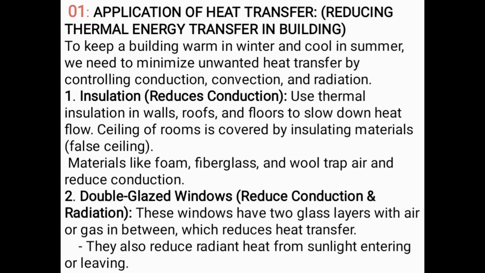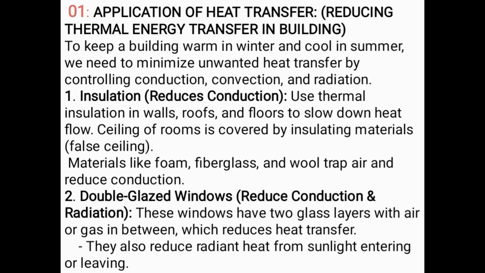1. Insulation reduces conduction. Use thermal insulation in walls, roofs, and floors to slow down heat flow. The ceiling of rooms is covered by insulating materials, a false ceiling. Materials like foam, fiberglass, and wool trap air and reduce conduction.